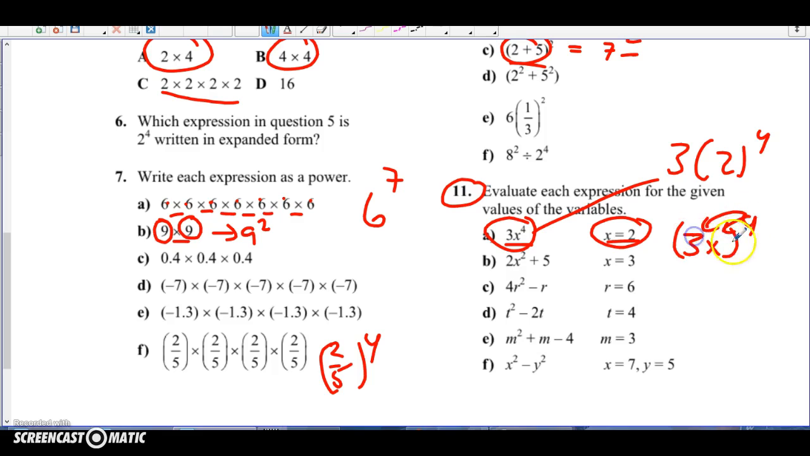This is distributive property. Or sorry, this is the same as 3 to the 4, x to the 4. It's not the same as this. Okay. The 4 is only on the x. The 4 then is only on the 2. And that's about it. Okay.